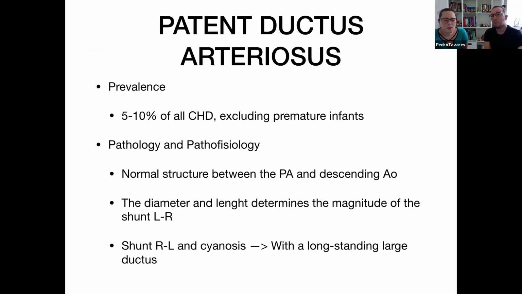So the prevalence is about 5 to 10% of all congenital heart disease, including the premature infants. The pathology and pathophysiology: it's a normal structure between the pulmonary artery and the descending aorta. The diameter and the length determine the magnitude of the shunt left to right. When you have a shunt right to left with cyanosis, you have a long-standing large ductus.